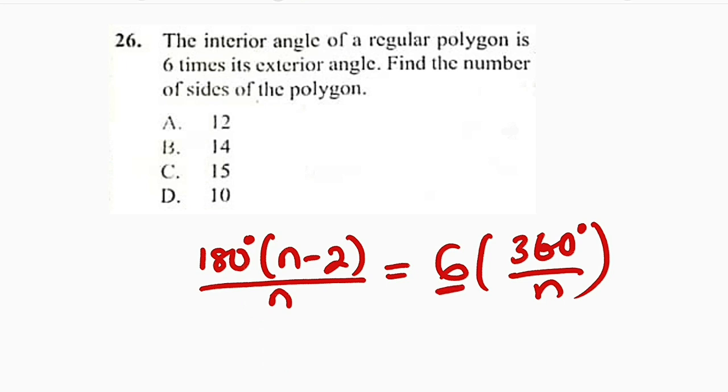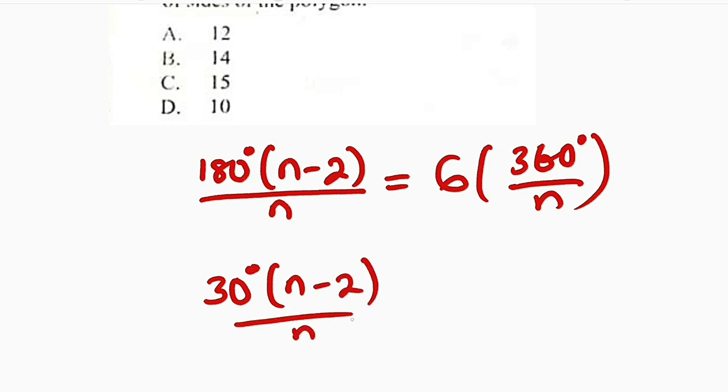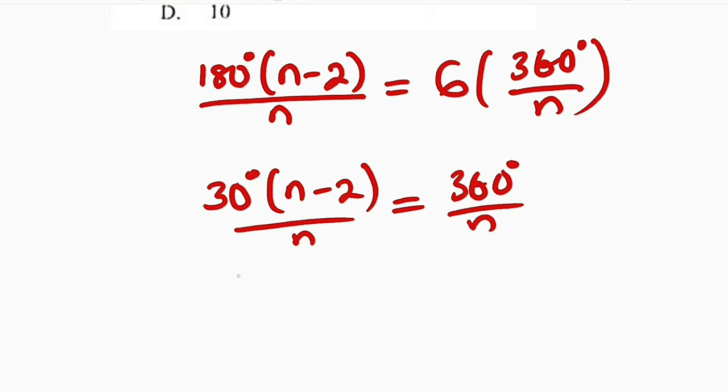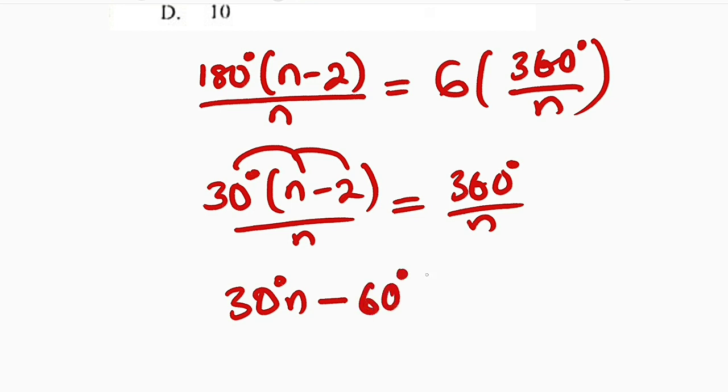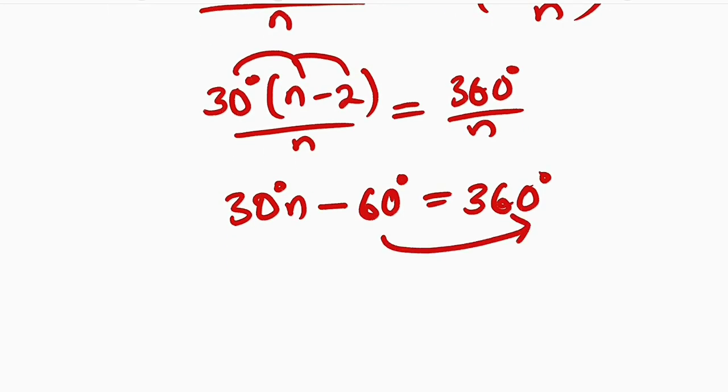Let's divide both sides by 6. If you do that, 180 divided by 6 will give us 30, right? 30 degrees multiplied by n minus 2 divided by n. This is equal to 360 degrees divided by n. And since the denominators are equal, you equate the numerators. But let me just distribute this. Inside we have 30 times n is 30 degrees n, minus 30 degrees times 2 is 60 degrees, and this is equal to 360 degrees.